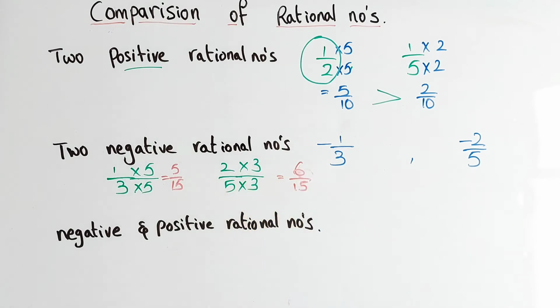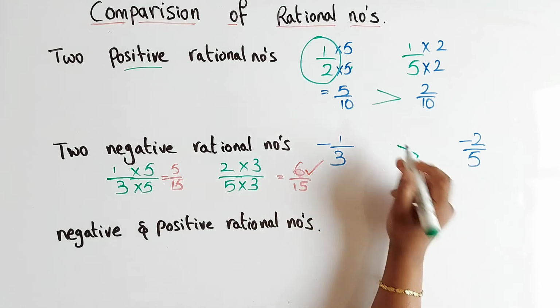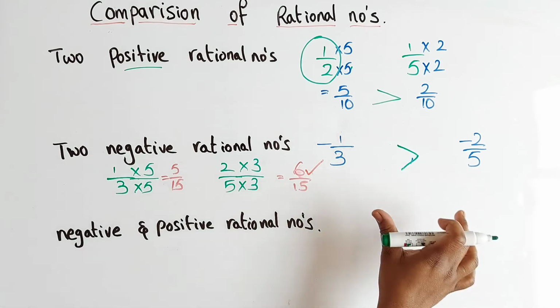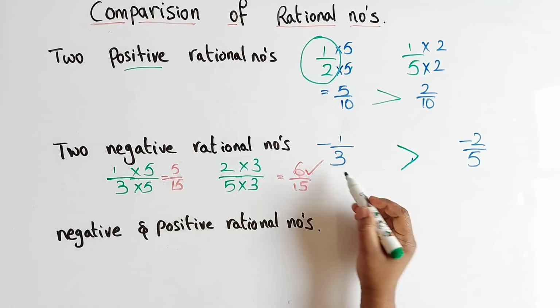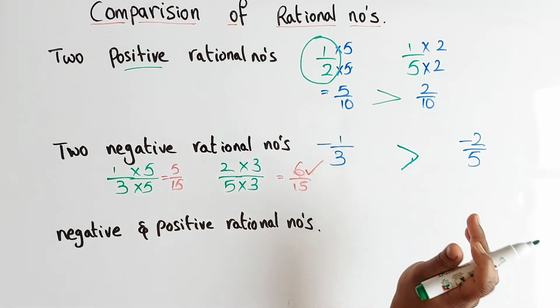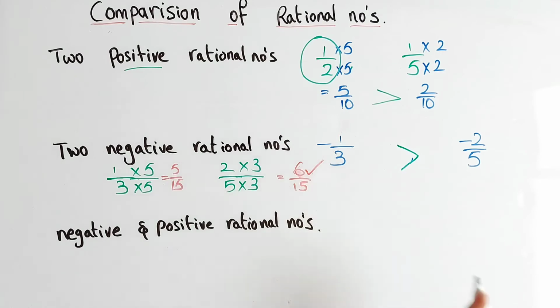Now tell me which one is greater and which one is smaller? 6 is greater. But here we have negative signs, so we have to reverse the order. So this is the greater one. To compare two negative rational numbers, we have to compare them by ignoring the negative sign first, and we have to reverse the order.